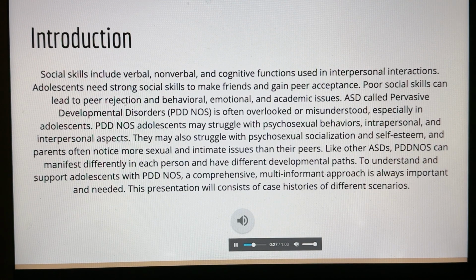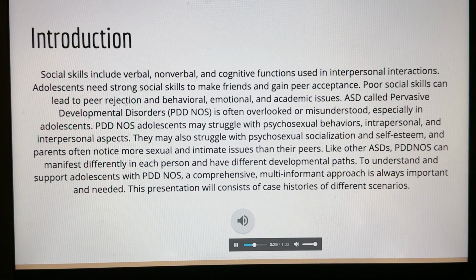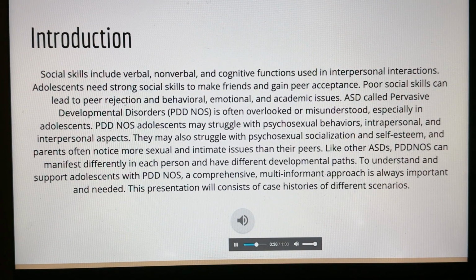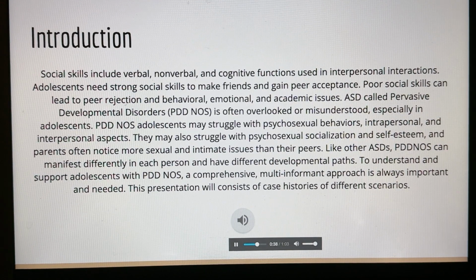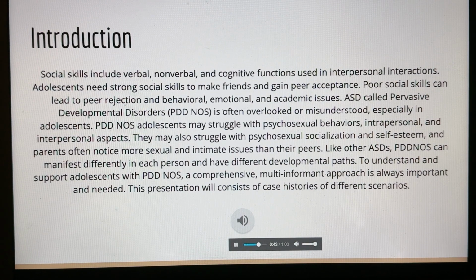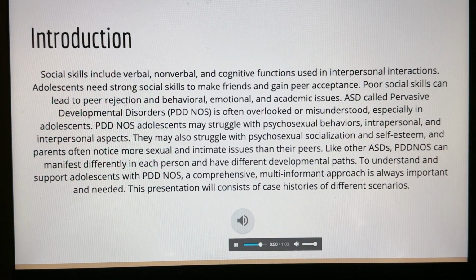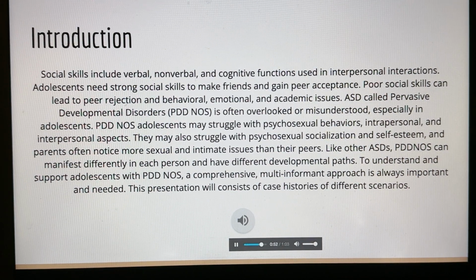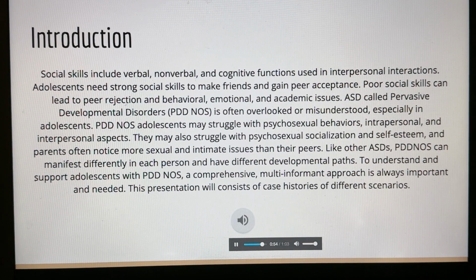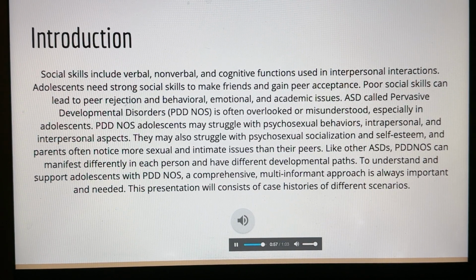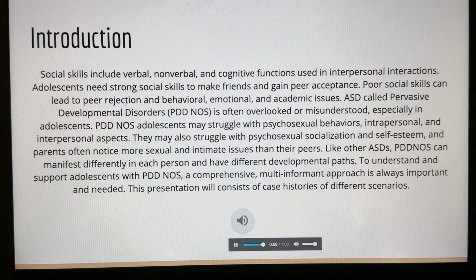PDD-NOS adolescents may struggle with psychosexual behaviors, intrapersonal and interpersonal aspects. They may also struggle with psychosexual socialization and self-esteem, and parents often notice more sexual and intimate issues in their peers. Like other ASDs, PDD-NOS can manifest differently in each person and have different developmental paths. To understand and support adolescents with PDD-NOS, a comprehensive multi-informant approach is always important and needed. This presentation will consist of case histories of different scenarios.